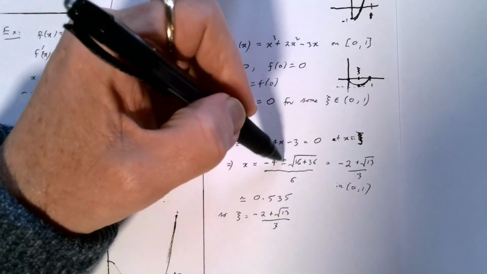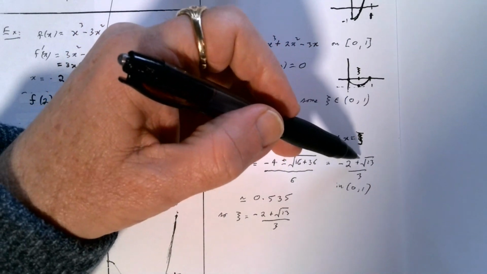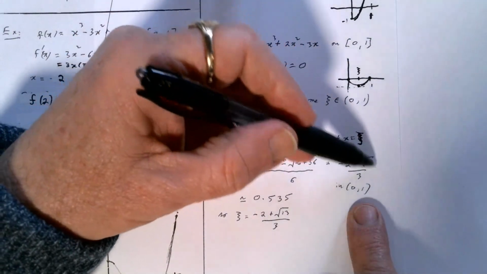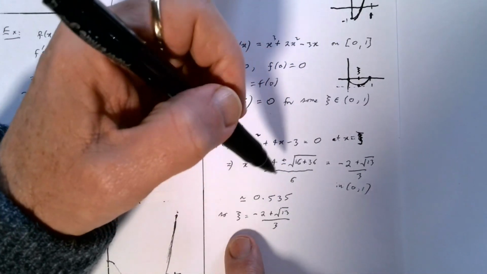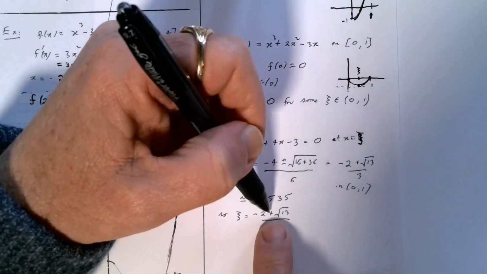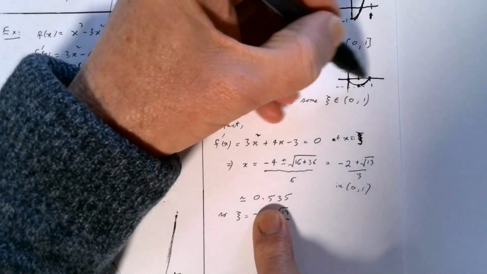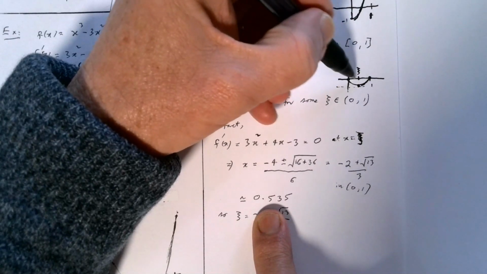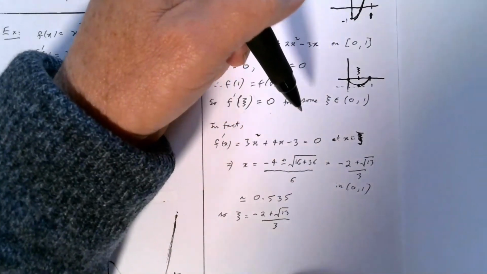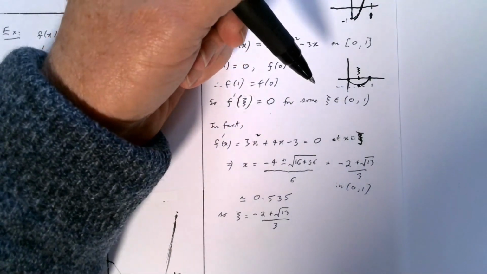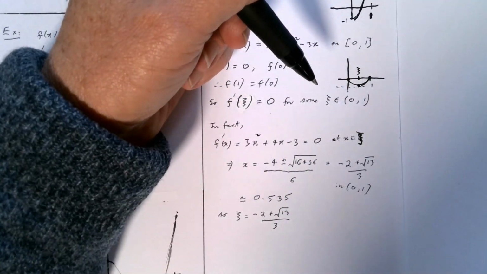Now we're only taking the positive root because we're in the interval between 0 and 1. If I took the negative root, I'd be outside the interval. And this number on your calculator is about 0.535, and so my psi is the number minus 2 plus root 13, over 3. So there's the psi. It's not halfway, but it's roughly a third of the way, where the gradient is 0. So that's just an illustration of Rolle's theorem. In the next video, we will use this to develop the mean value theorem.